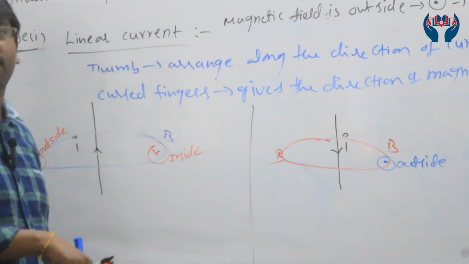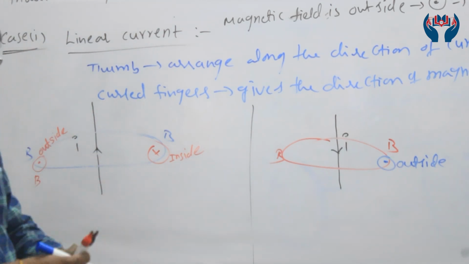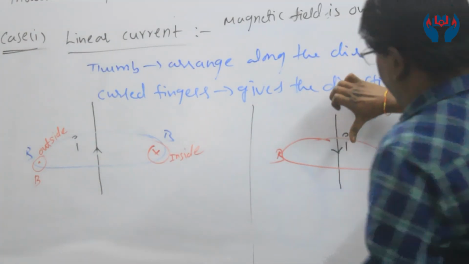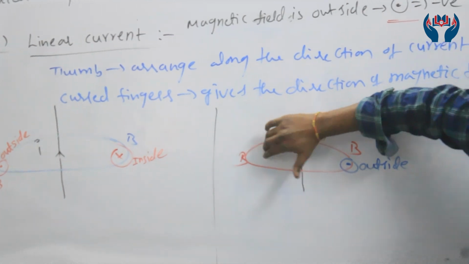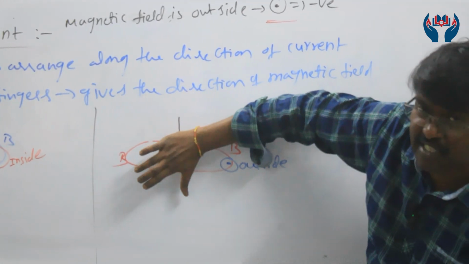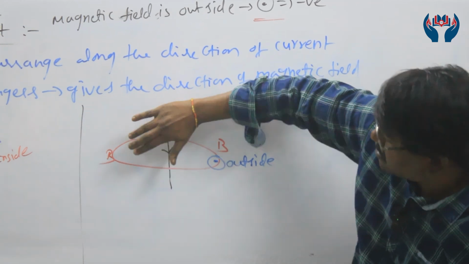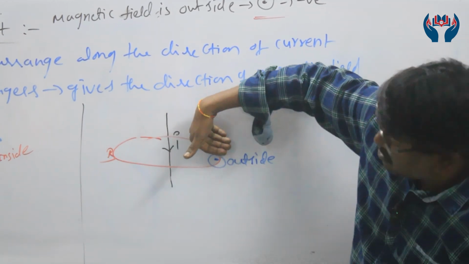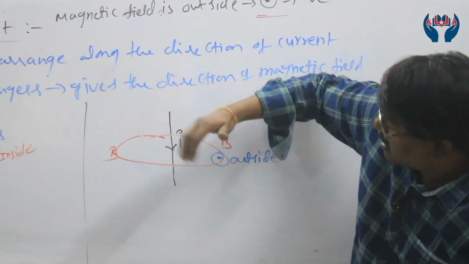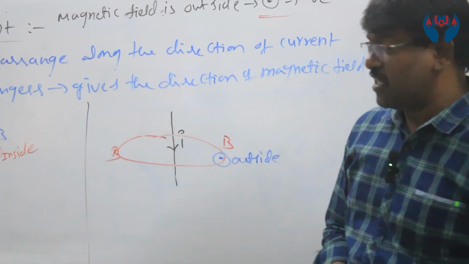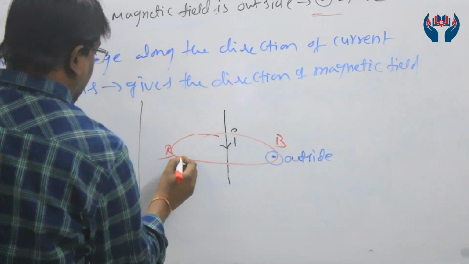Now what is the direction of the magnetic field in this plane? Arrange the thumb along the direction of current. Curled fingers are inside the board, so the direction of the magnetic field is inside. In this plane, curled fingers are outside; in this plane, curled fingers are inside. So here the magnetic field is out of the board, and here the magnetic field is inside.